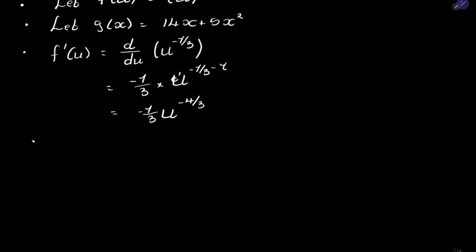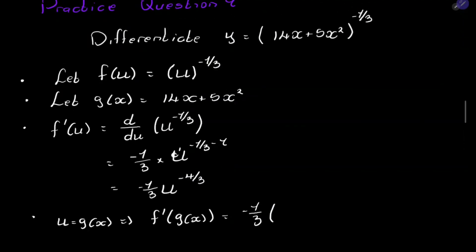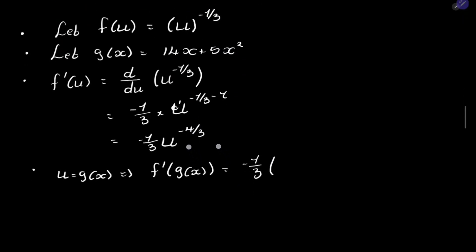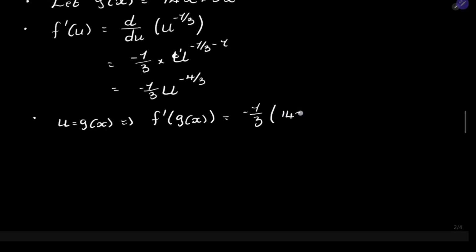Our next step asks us to replace u by g of x. So u equal to g of x implies that f prime of g of x is equal to negative 1/3. What was our g of x? Our g of x is 14x plus 5x squared. So (14x plus 5x squared) to the negative 4/3.